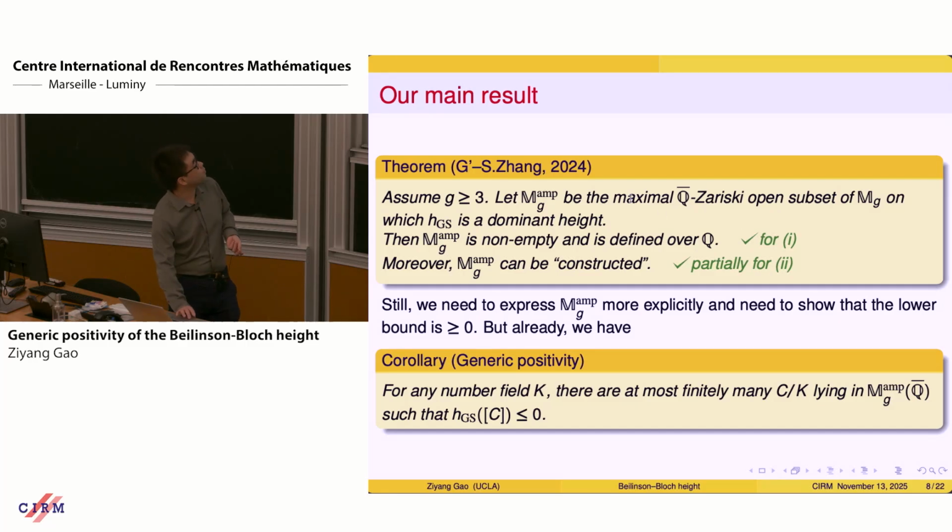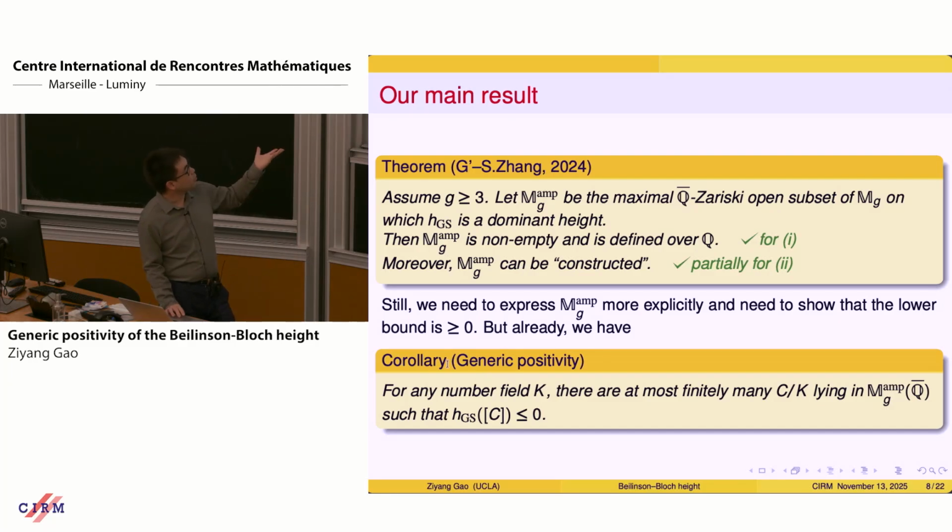Then first of all, part 1 is equivalent to saying that this ample locus is non-empty and it's defined over Q-bar. And part 2 is we can give a construction, which is a construction itself, but it's not going to be very satisfying. In the end, you will see what it is.